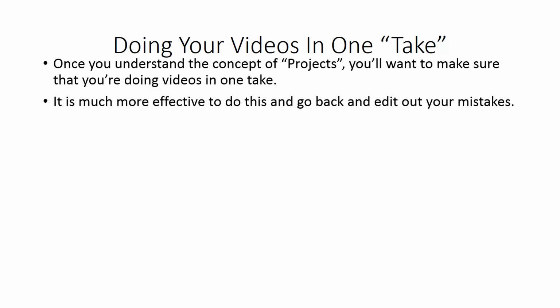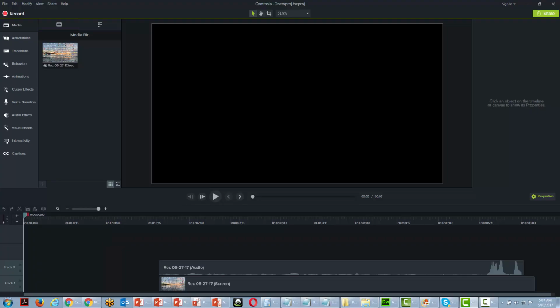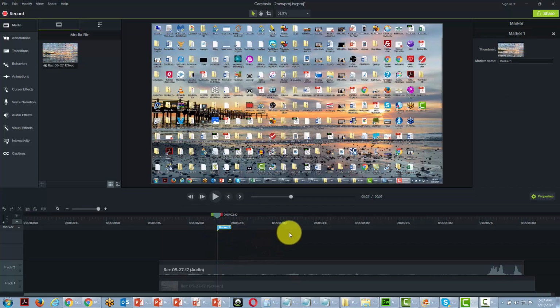It's much more effective to do this and go back and edit out your mistakes. To do this, you want to be able to see on the timeline where you need to edit by putting a marker there. And we've shown you how to do this, but let's go over that again. And you can do that by going to the marker menu and then just going to this bar. And you can do that again. You can do that as many times as you want to.